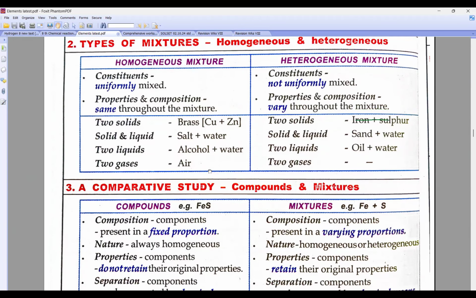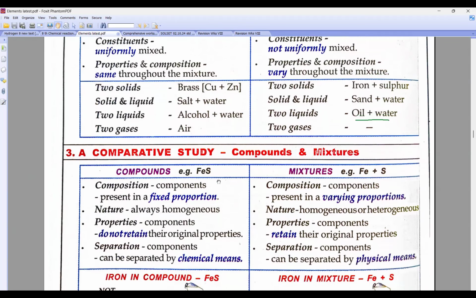Look, beta, again I'm telling you, true solution, colloid, and you are telling me it was in the water chapter, beta. I'll show you that. Don't worry, I'll share the definition also.